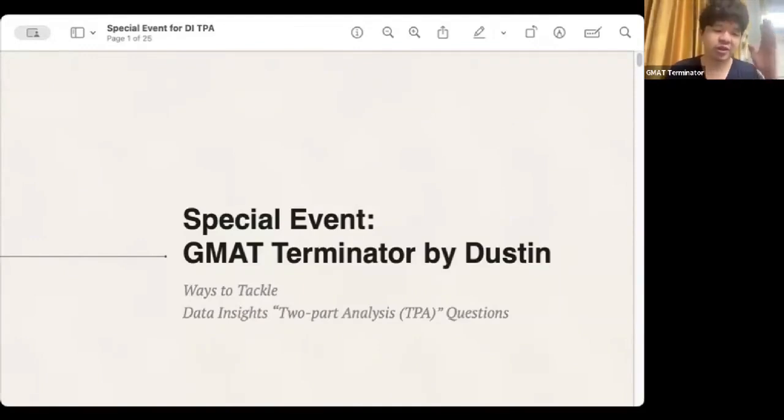Double column analysis means there is a multiple choice question on the left and another on the right, and they actually share the same set of options. You need to pick one option for the left and one for the right. For questions like this, today we're going to show you how to tackle them.